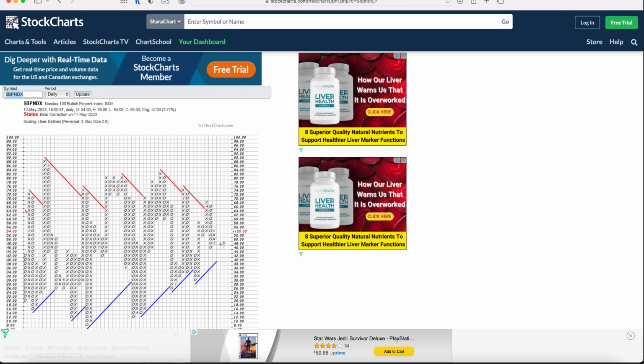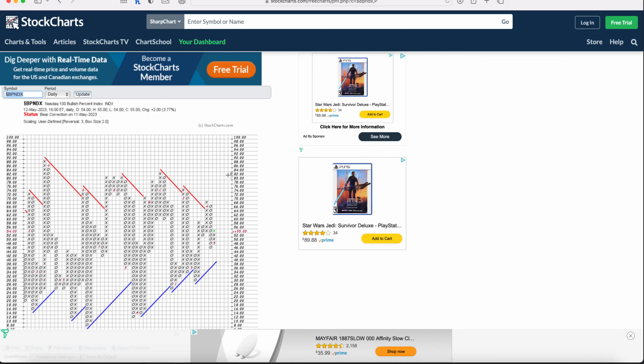But we're on a column of X's, and it looks like we're advancing because as of Friday we actually added an X. That's why it's green. And 3.77% of them actually went up, or we gained 3.77% on Friday. So that's how that works.